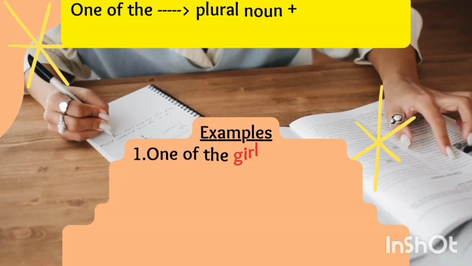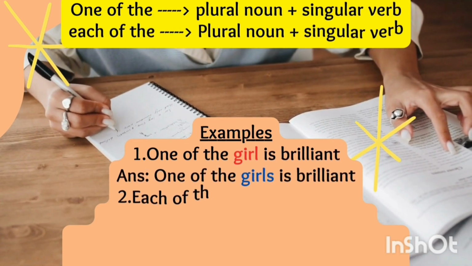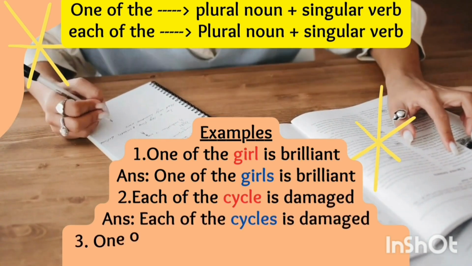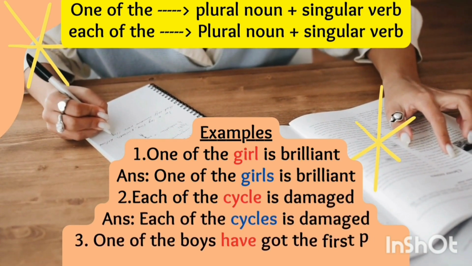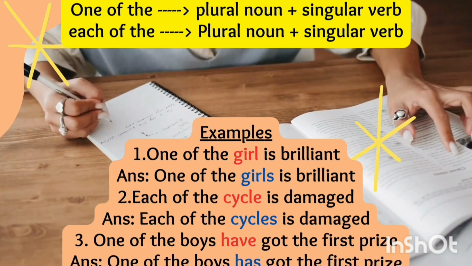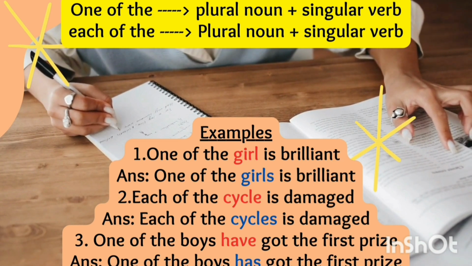If the given sentence consists of "one of the" or "each of the", then it should be followed by a plural noun and a singular verb. Let us see examples. First, "One of the girl is brilliant." Here "one of the" is followed by the singular noun girl. It should be replaced by girls. Answer: One of the girls is brilliant.